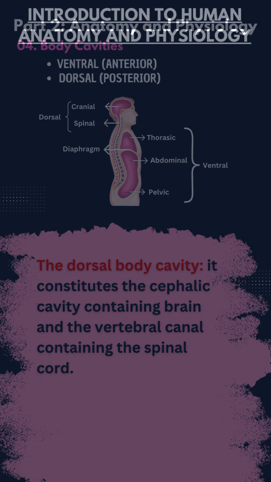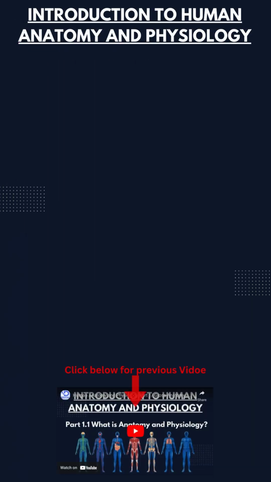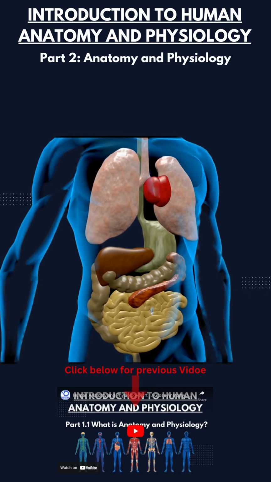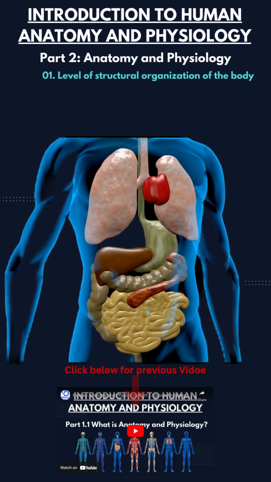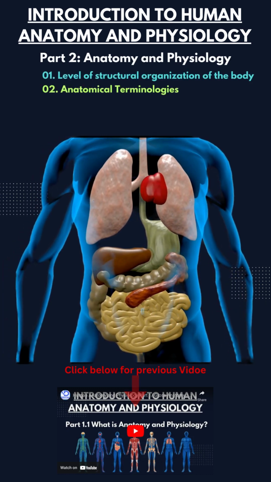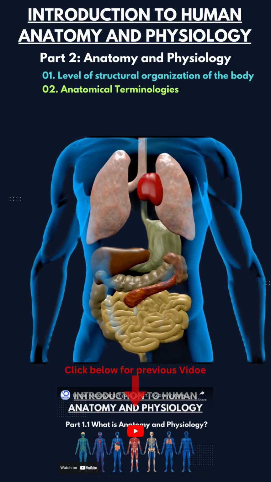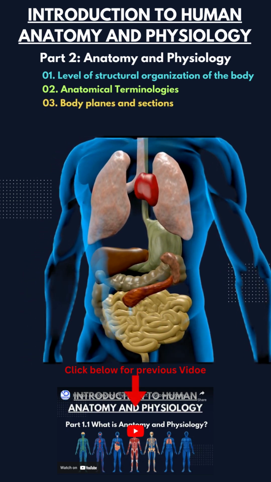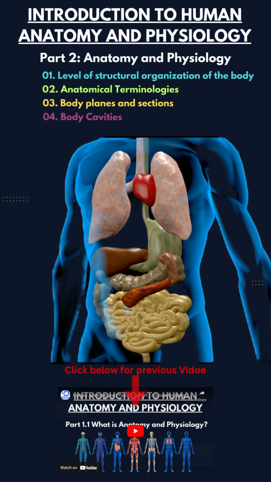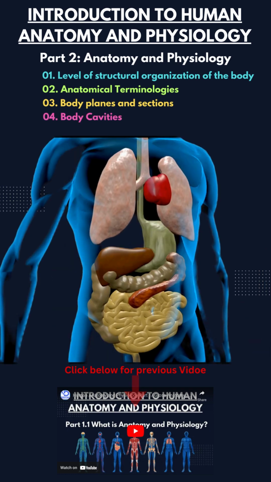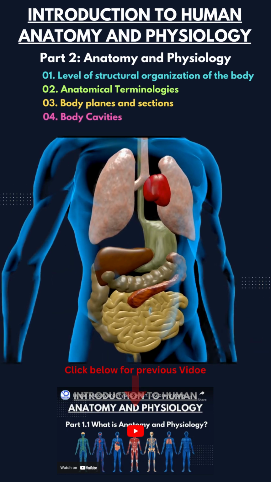Let's summarize what we have learnt in this video. Today you have learnt about: first, levels of structural organization of the body. Second, anatomical terminologies. Third, body planes and sections. And lastly, fourth, body cavities. Hope you have well understood all the topics.